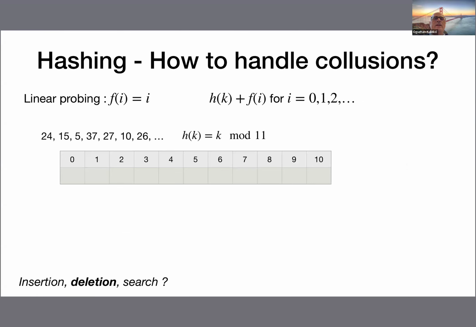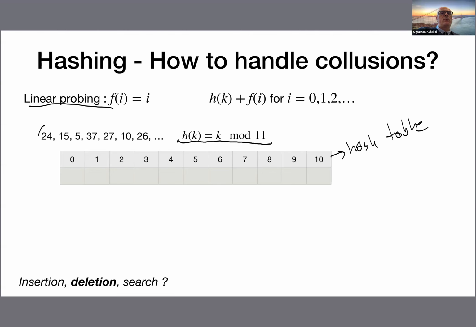Let's have a hands-on example of how we handle collisions with linear probing. The others are quite similar, which is why I will only do it with linear probing. Assume that this is my hash function, mod 11. That means my hash table size is equal to 11. So this is my hash table. Now, I will insert the elements into it.